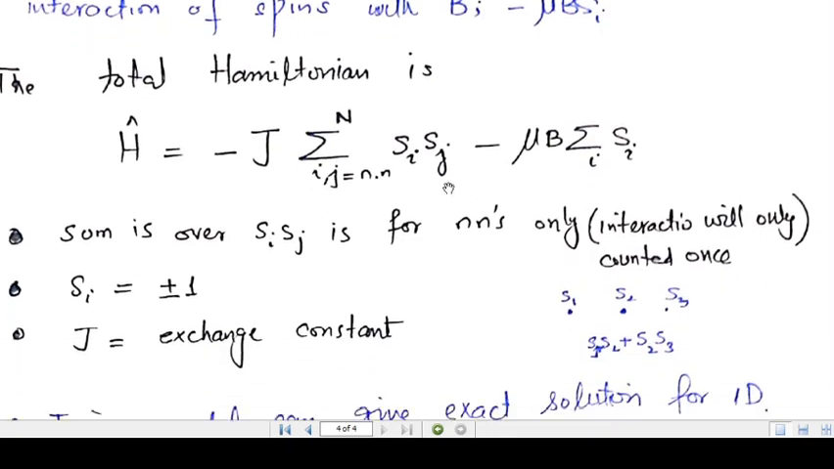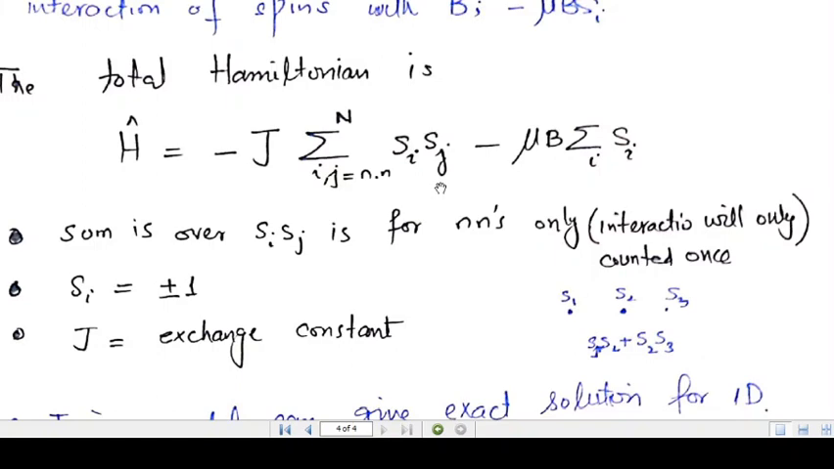And also, as we discussed earlier, this Si will have a value of plus or minus 1, depending upon whether the spin is up or down, and J is some exchange constant, or it is known as the exchange energy of the system. So this basically has a unit of energy, whereas the product SiSj will always be a number. So this is the Hamiltonian of a system based on the Ising model, which has two terms.